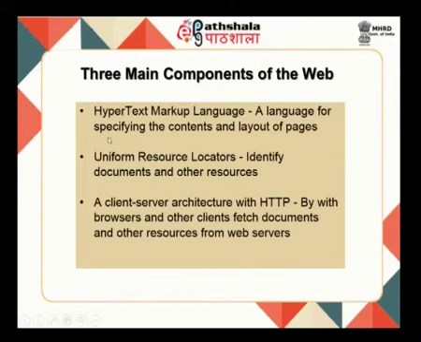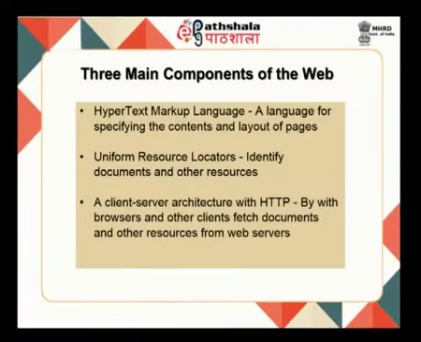The three main components of the web are the hypertext markup language, the uniform resource locator, that is the URL, and a client server architecture that is implemented using a protocol called HTTP. So, this HTML is normally for specifying the contents and the layouts of the pages. And to identify the resources on the internet from the web servers, we need to have a URL, which is a uniform resource locator, and then the HTTP protocol by which the browsers actually fetch the documents and other resources from the web servers.